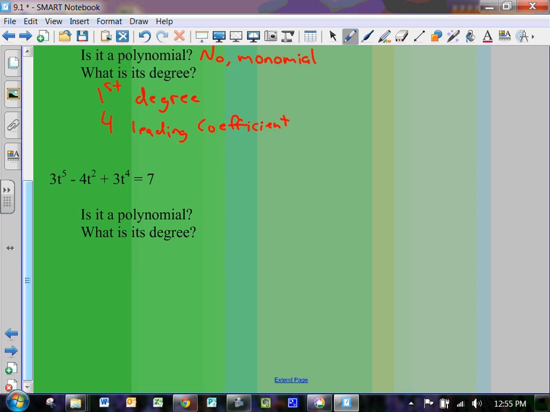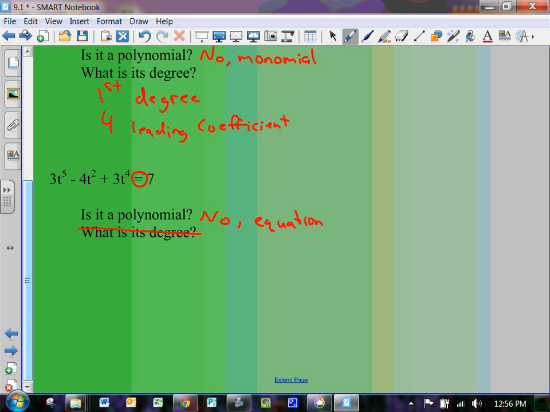All right. One more. Is it a polynomial? No. The reason why? It's not an expression. Expressions don't have equal signs. This is an equation. So no, it's an equation. All right, good. And equations don't have degrees, so you can't add that in. So there's nothing there for it.